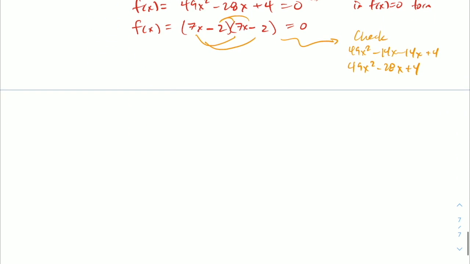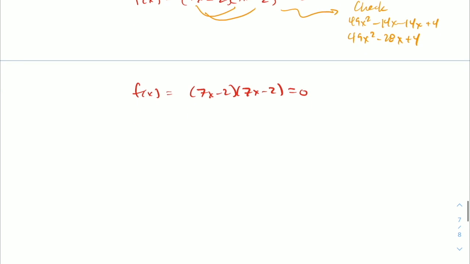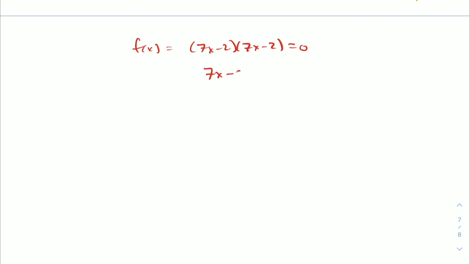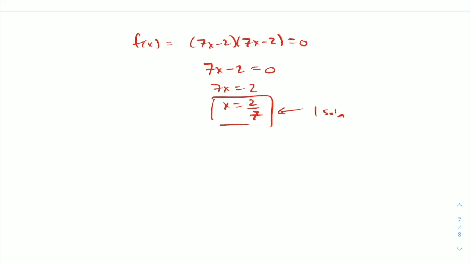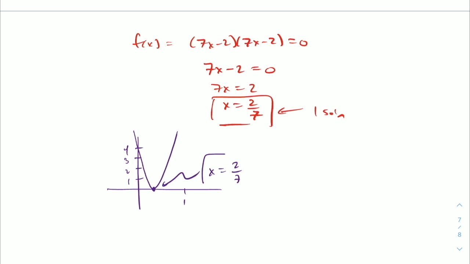So now that we've factored this function, we know that at least one of the factors has to be 0. They're the same factors, so we'll just say 7x minus 2 equals 0. So 7x equals 2, or x equals 2/7. That's our one solution. And now we'll graph this function to check our work. Okay. So if we draw the graph of this with a calculator, it's going to look something like this. And we'll see that it touches the x-axis at x equals 2/7.